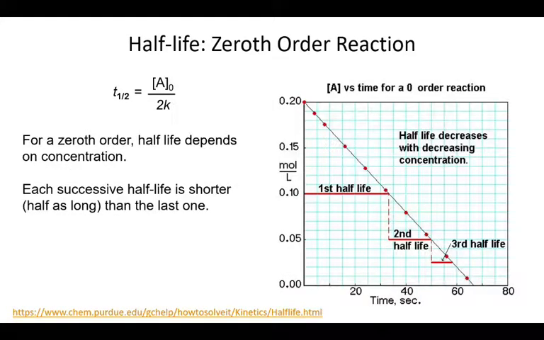For a zero order reaction, or zeroth order reaction, T1/2 equals the initial concentration divided by 2K. And once again, that just comes out of the math of substituting the concentration at time t equals 1/2 the initial concentration. And so once again, we see that for the zero order reaction, the rate doesn't depend on concentration, but the half-life does depend on concentration. And we see that each successive half-life in this case is shorter than the last one. And again, that's just a true fact about zero order reactions.